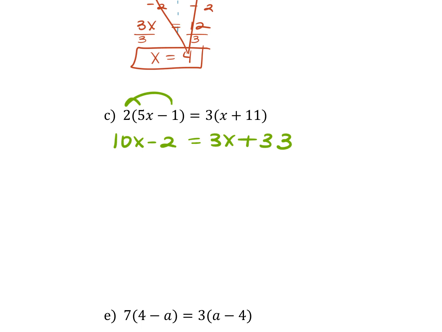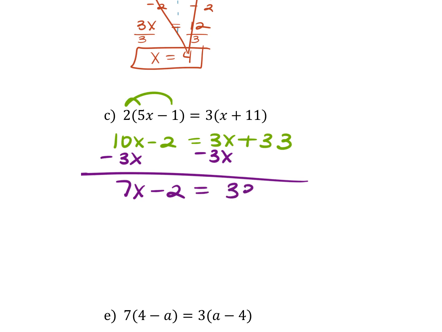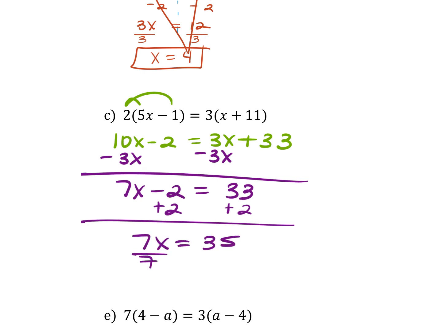What are you going to do next? Not add. Subtract what? The 3x. We're going to take away the 3x on both sides. So 7x minus 2 equals 33. We're going to add 2. So 7x equals 35. And then we're going to divide by 7.